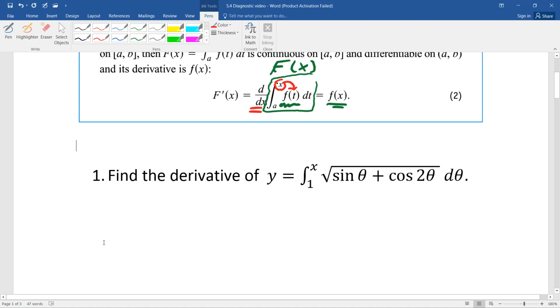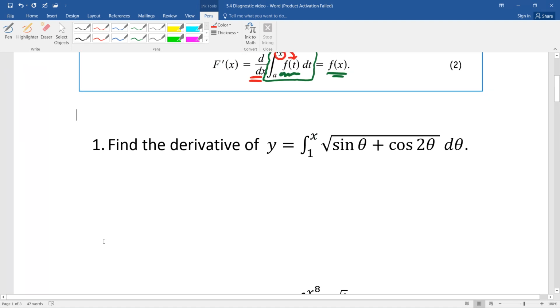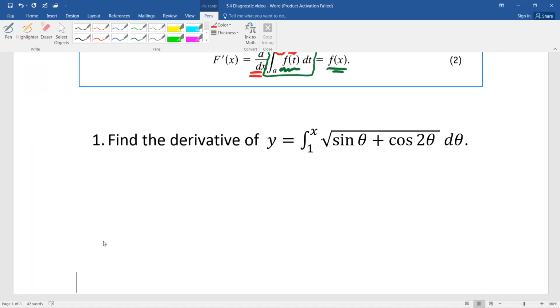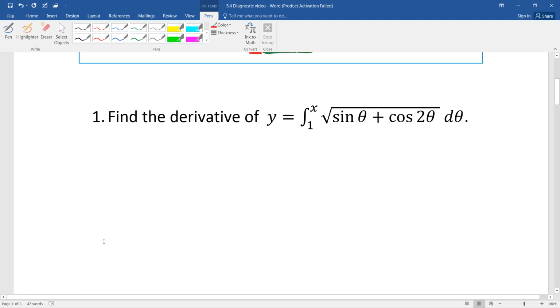Let's look at an example. So here we have y equals the definite integral from 1 to x, and we're integrating the square root of sine theta plus cosine 2 theta d theta. Now the long way to do this problem would be to actually evaluate this integral using the definition of the definite integral. And when we did that, the result would have x in it, because that's the upper limit. And then we could turn around and take the derivative of that with respect to x. That would be a very long, hard process, and the fundamental theorem of calculus gives us a huge shortcut.